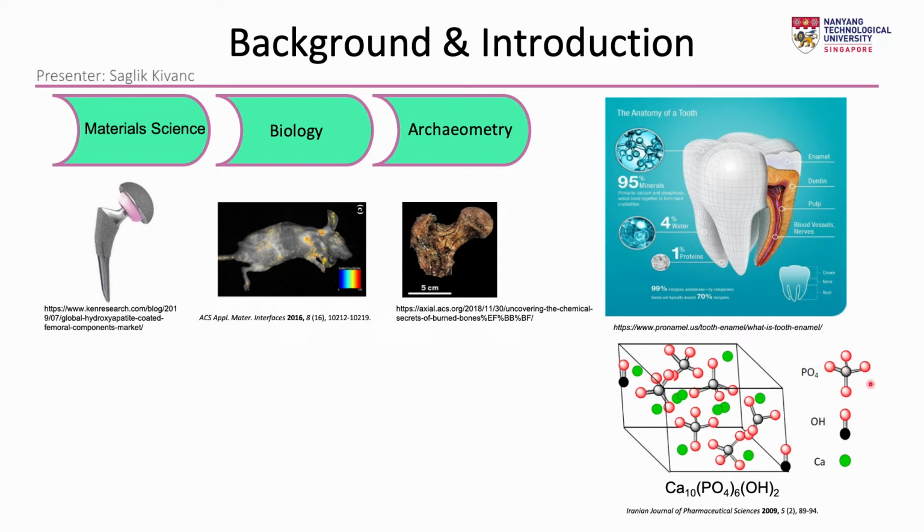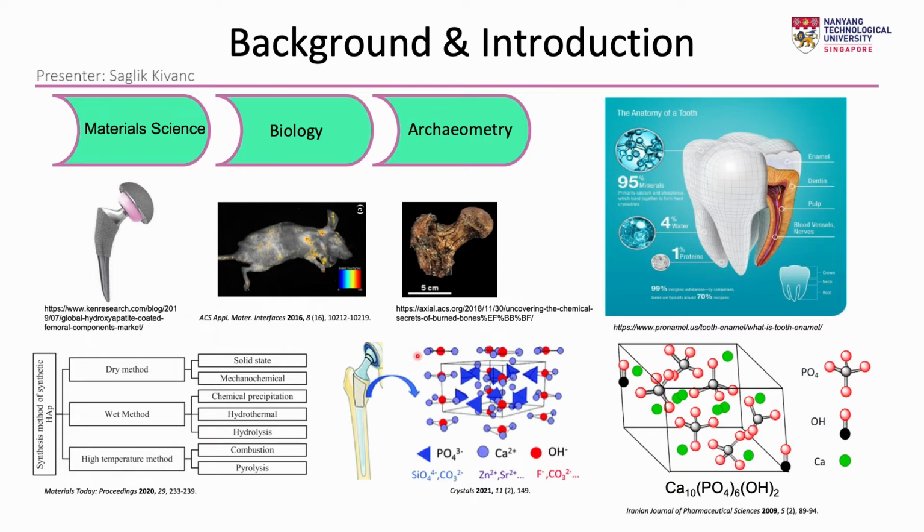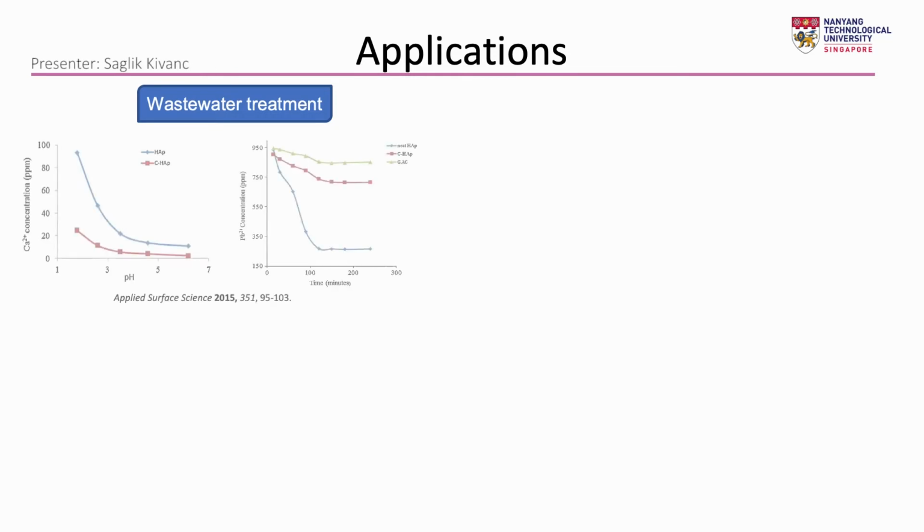If we want to use this unique material in our research, we can synthesize it by various techniques, or we can find different sources of it. For instance, even our bones contain hydroxyapatite, and the ions here can be exchanged with different metal ions. As a result, it is used for wastewater treatment or disease diagnosis applications.